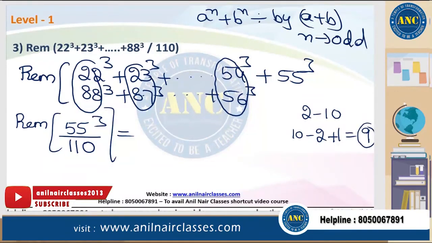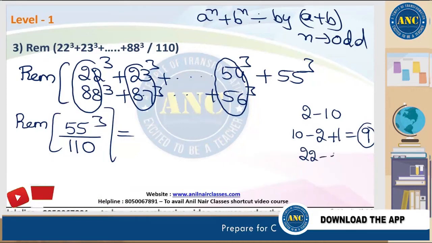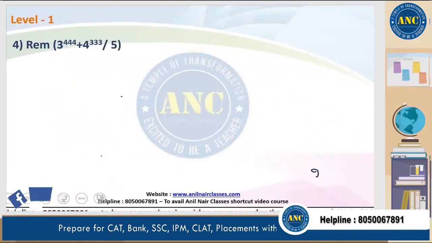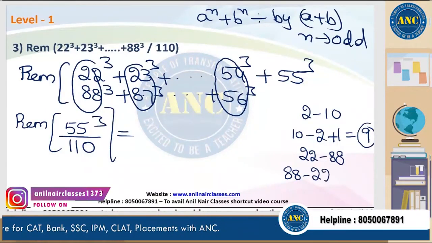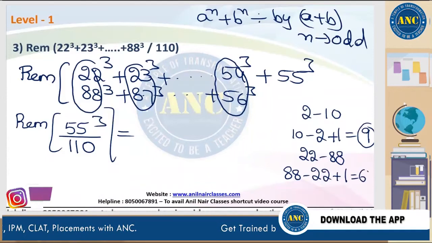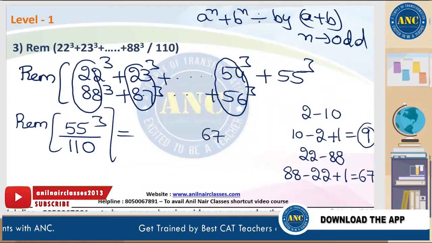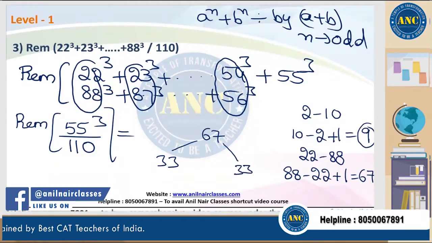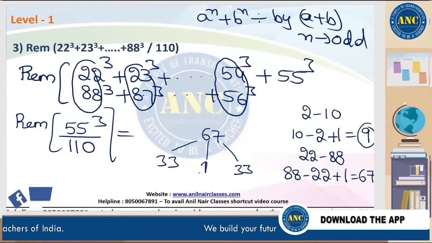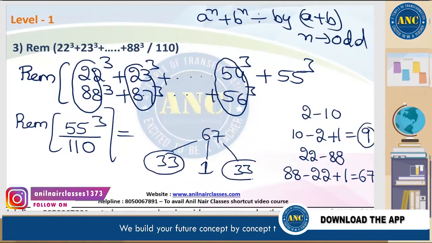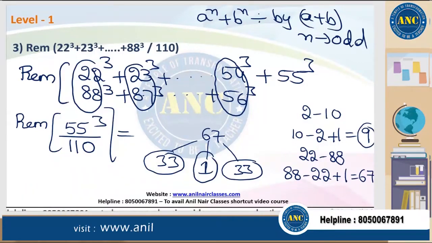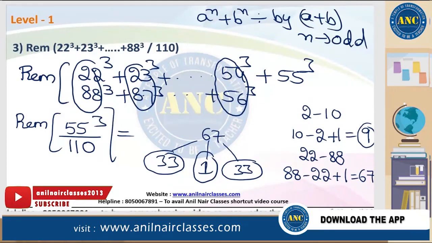Am I right? How many numbers are there from 22 to 88? It is nothing but 88 minus 22 plus 1. 66 plus 1, 67. In 67 terms, there are 33 terms whose sum will give you 110 in the next 33. What is left? 1. Here the first 33 has got the next 33, but one term is remaining. So the first thing is the answer is not 0. So 55 cube by 110. I hope it is clear.